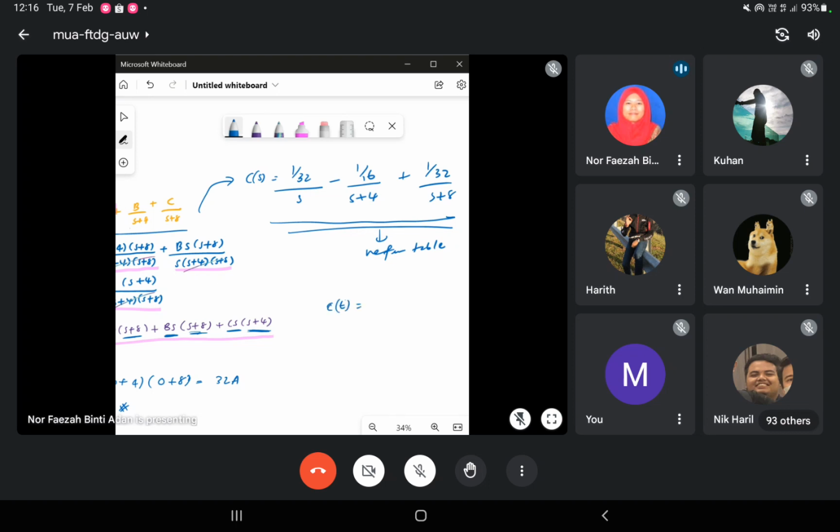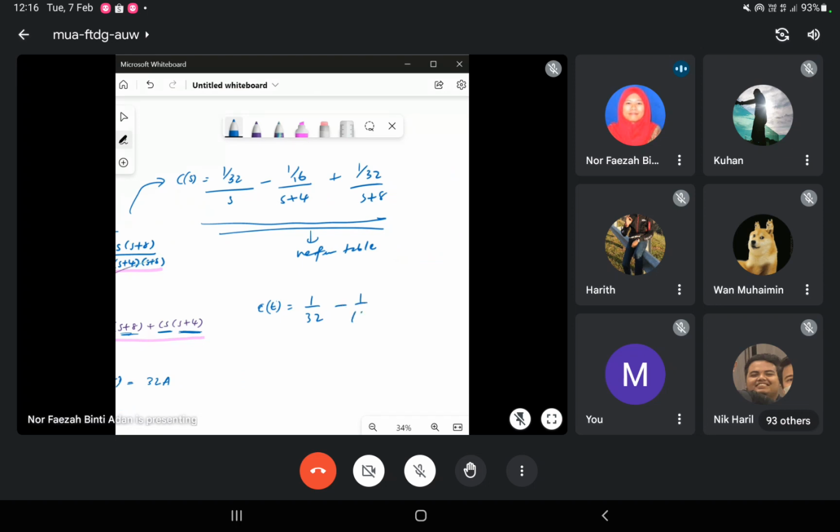CT sama dengan apa? 1/32, and then yang ini pula -1/16 e^-4t, and then the last one is 1/32 e^-8t. Which is your final answer, which is the ramp response for your system. Okay, ada soalan?